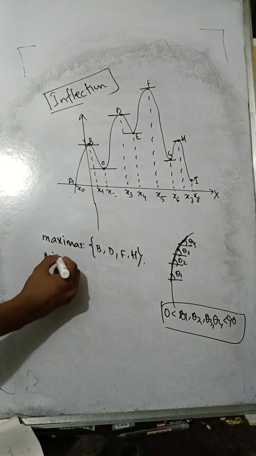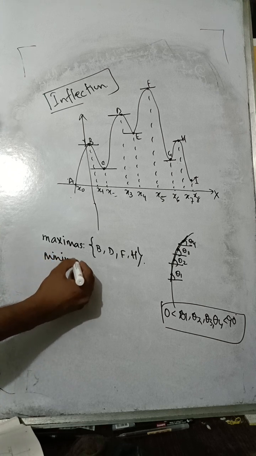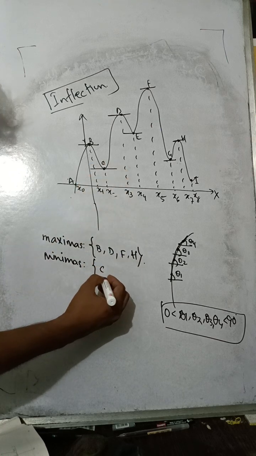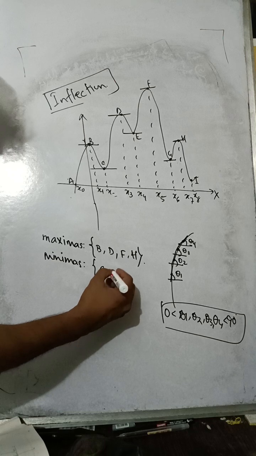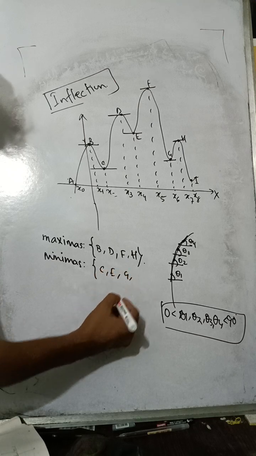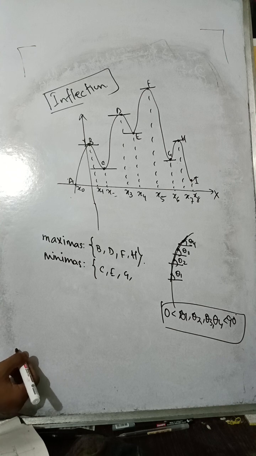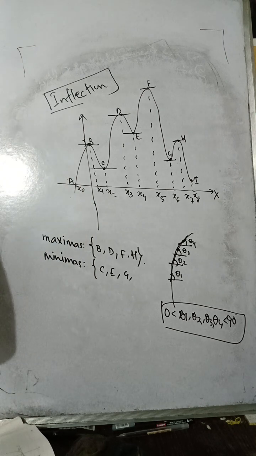So this is maxima, and what are the minimas here? Look, C is one of the minima. Okay, and E is a minima, G is a minima. Okay. So all these are minima. A can also be a minima, is it?